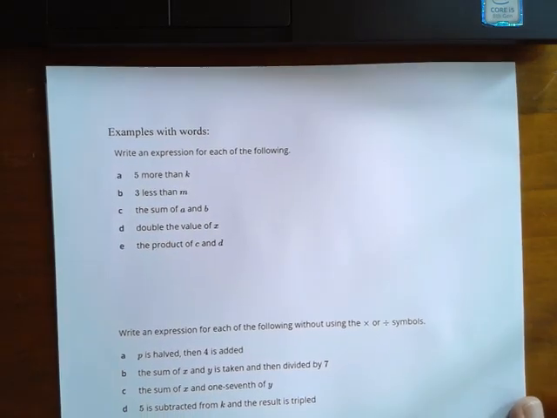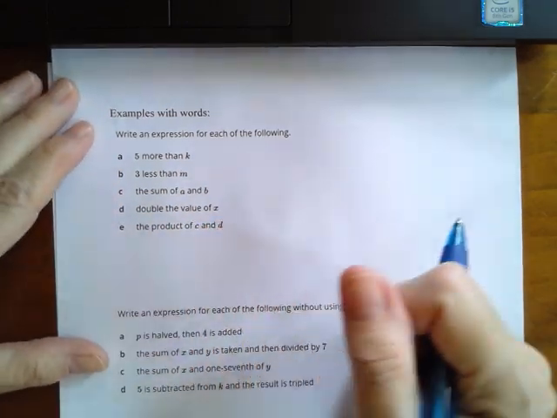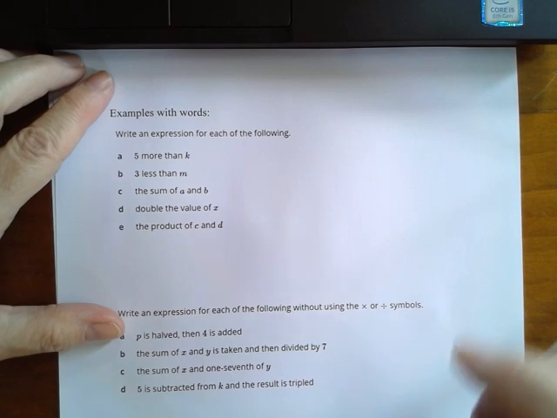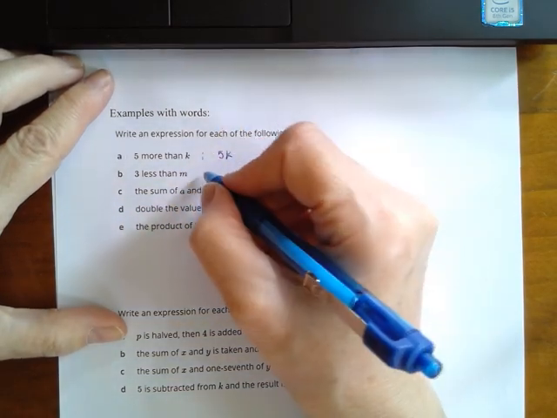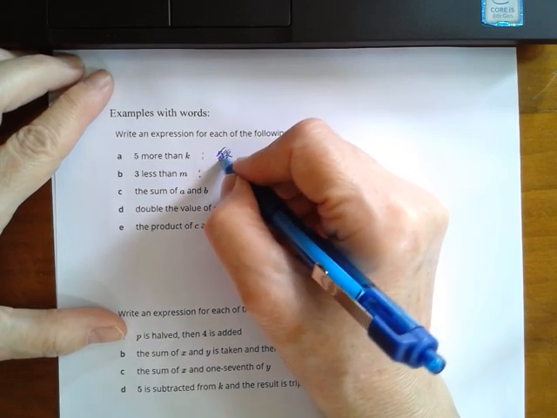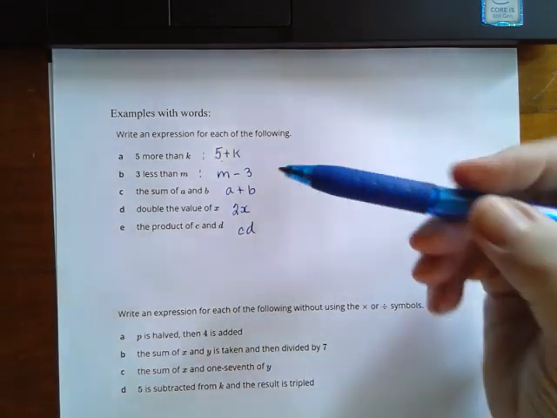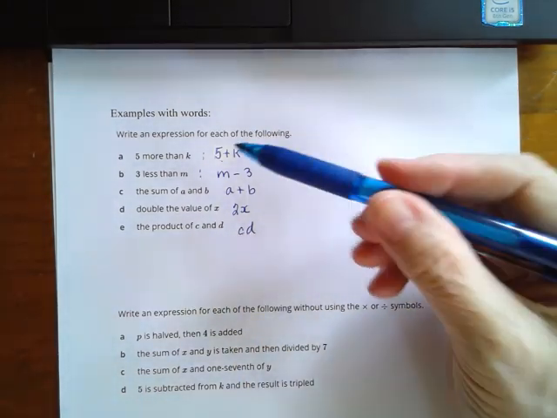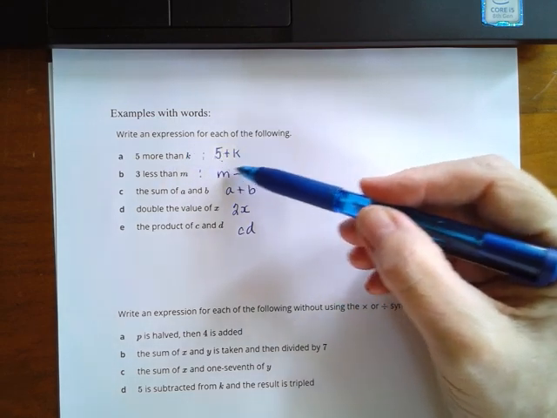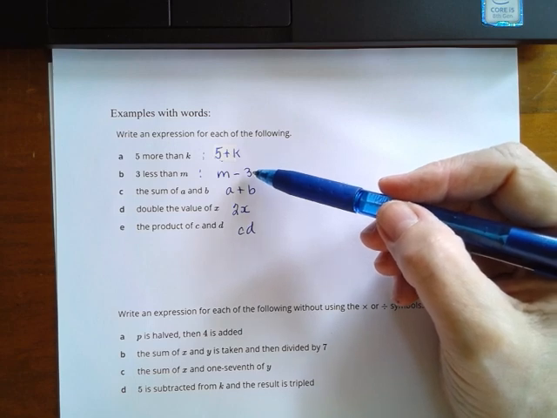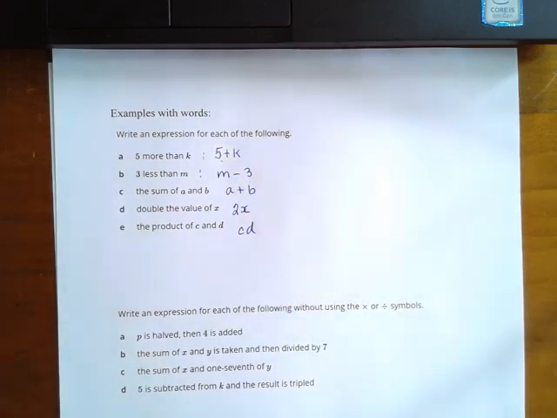Okay, let's do some word examples. It says, write an expression for each of the following. 5 more than k, and so on. You know what I want you to do? I want you to pause the video and do these. Okay, through magic, these just got done, and I hope you have those answers. This has to be in this order. This can say k plus 5, but this cannot say 3 minus m because subtraction has to be done in the correct order. 3 less than m, so m minus 3 it has to be.